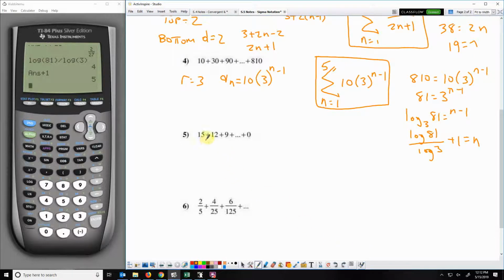Okay, so on number 5, it looks like we're going down 3 every time, a common difference of negative 3. So a sub n equals the first term plus the common difference times n minus 1. So it's 15 plus negative 3n, so I'll go minus 3n, and then plus 3. So negative 3n plus 18.